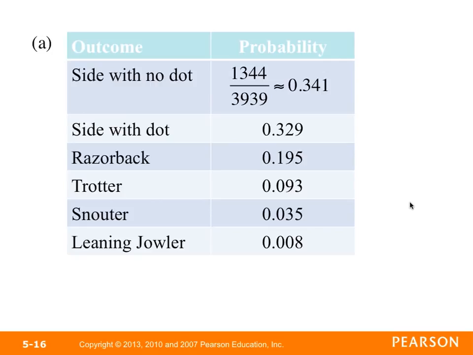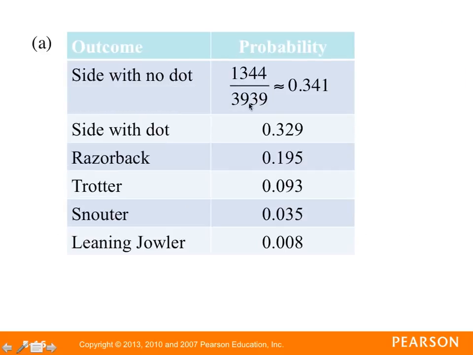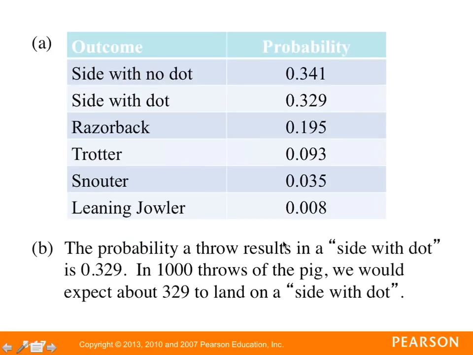So for our probability model, we have all of our outcomes listed here. And then in order to get the actual probabilities, what we do is we take the number of occurrences. So for example, the 1,344, and we divide it by the total, which was 3,939. And we get 0.341. Side with dot, we get 0.329, and so on, all the way down. So we've created our probability model.